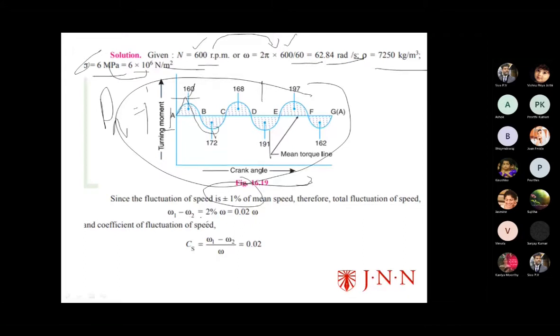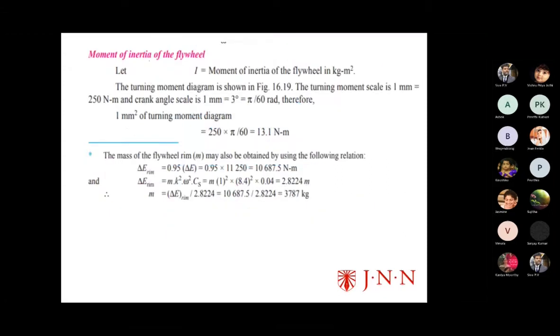Omega 1 minus omega 2 equals 2% of omega, which is 0.02 omega. So the coefficient of fluctuation of speed is omega 1 minus omega 2 divided by omega, equal to 0.02. Now we are going to find I, the moment of inertia of the flywheel, in kilogram meter square. The scale is given: 1 mm equal to 250 newton meter and 1 mm equal to 3 degree. We convert 3 degree into radian, pi by 60. Now 250 into pi by 60 we multiply for all the problems. So finally we get 13.1 newton meter.